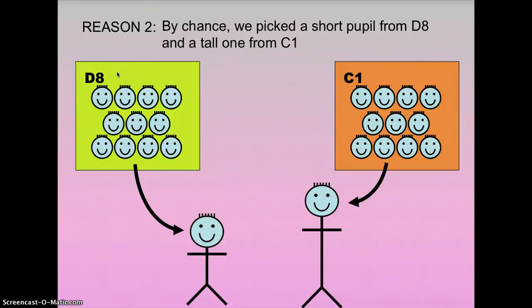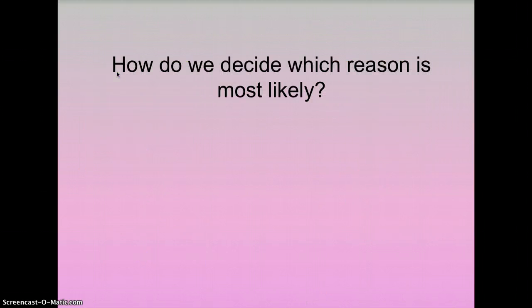A second reason could be that we randomly picked a person that happened to be short from the yellow class and a person that happened to be tall from the orange class. Maybe they're both from the same grade. Maybe Titch is a 9th grade student and Haggard is a 9th grade student, and we just happened to get one that was short and one that was tall. So how can we tell which reason is most likely to occur?